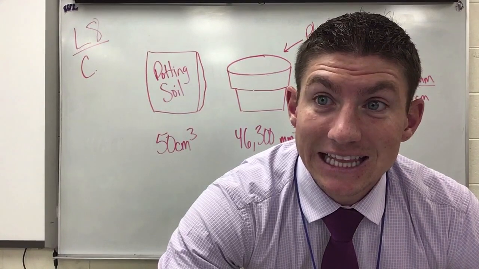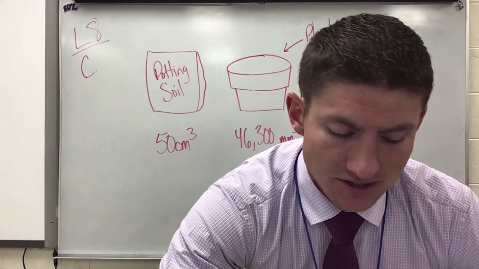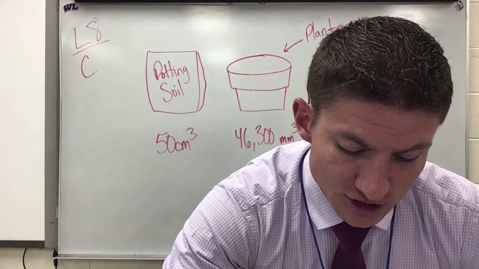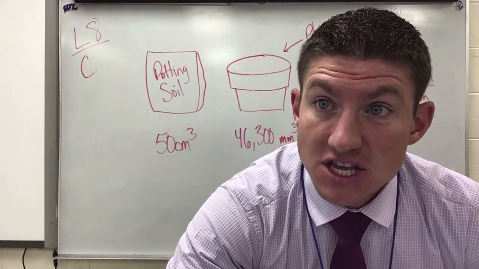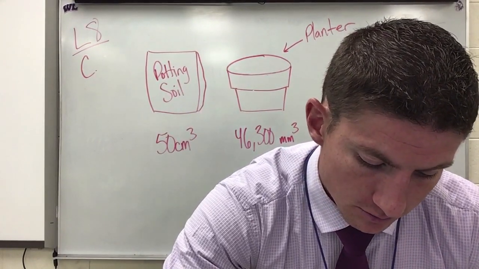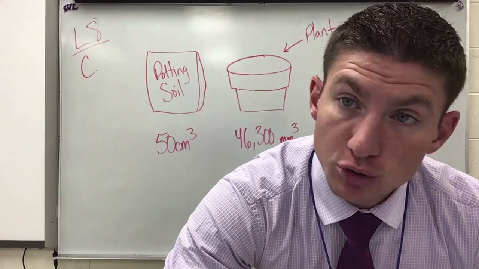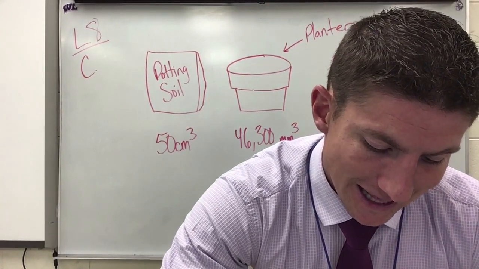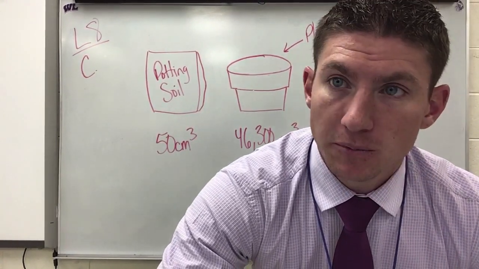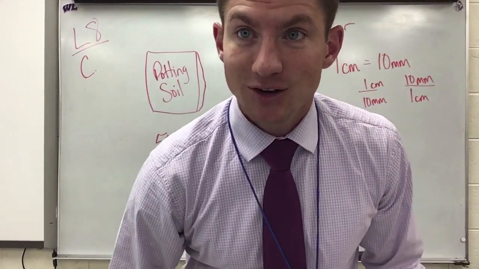Lesson 8, letter C, with more of Mr. Shane's famous illustrations. Letter C says, Della has a small bag containing 50 cubic centimeters of potting soil. Her planter, the pot, has a volume of 46,300 cubic millimeters. Does Della have enough soil to fill the planter? Explain. Does she have enough to fill it up so that she can plant what she wants to plant inside of it?